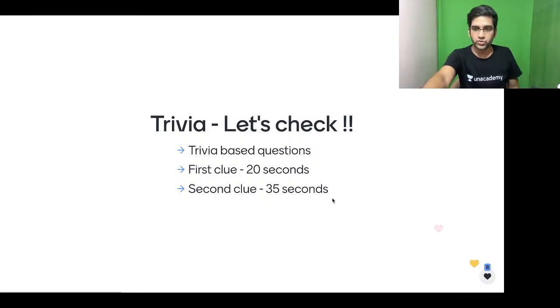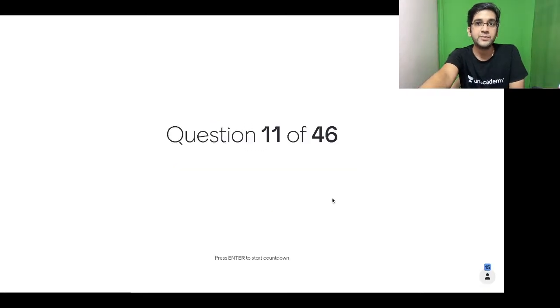So we'll go with the first question. It's a trivia. It won't be medical only, but something in and around medical, maybe history, something like that sort. The first trivia, there'll be 60 seconds for the trivia. So the first clue will be 20 seconds and second clue will be 35 seconds, fine?